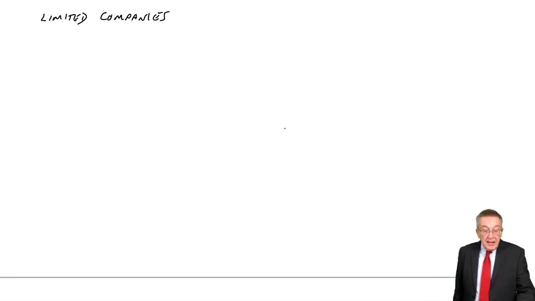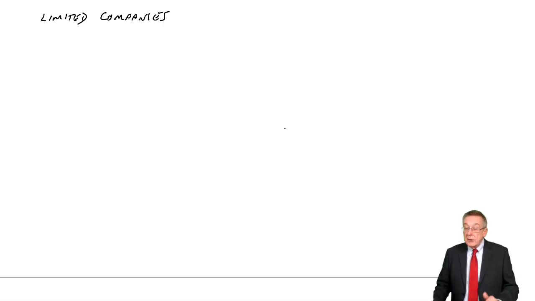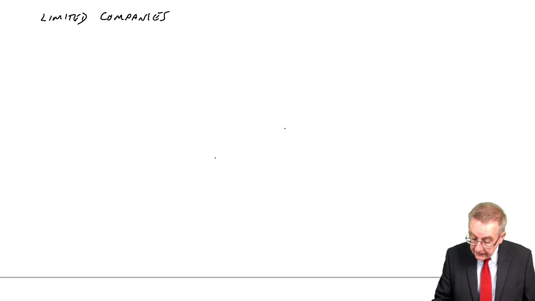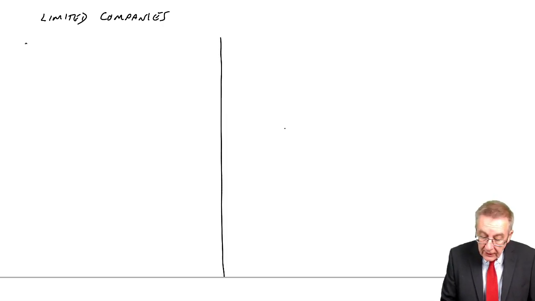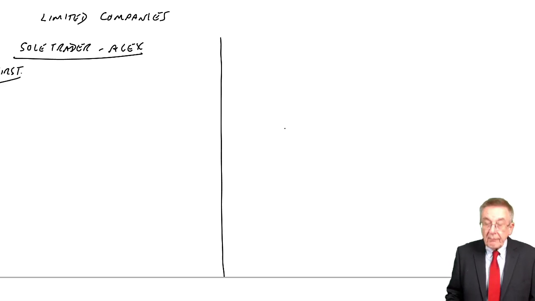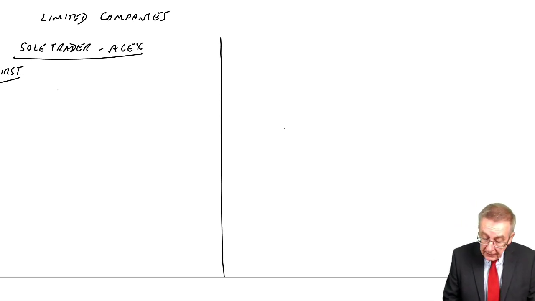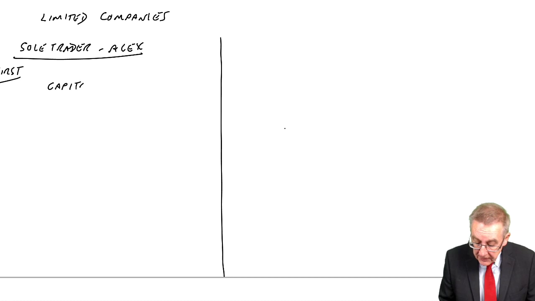Well, what we're going to do is show the capital part of the statement of financial position for each of the 3 years, for each of the 2. Now, I'll do them side by side. As far as a sole trader is concerned, which here is Alex, at the end of the first year, how would it appear? Well, the original capital was 10,000. So on the statement of financial position, we show capital 10,000.